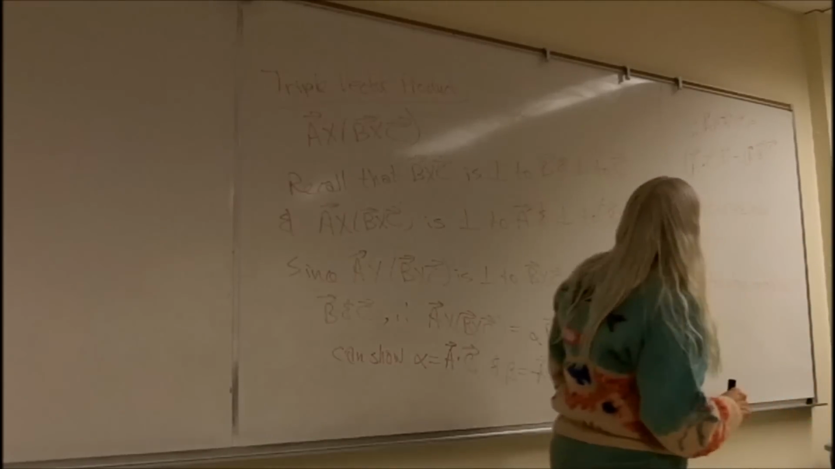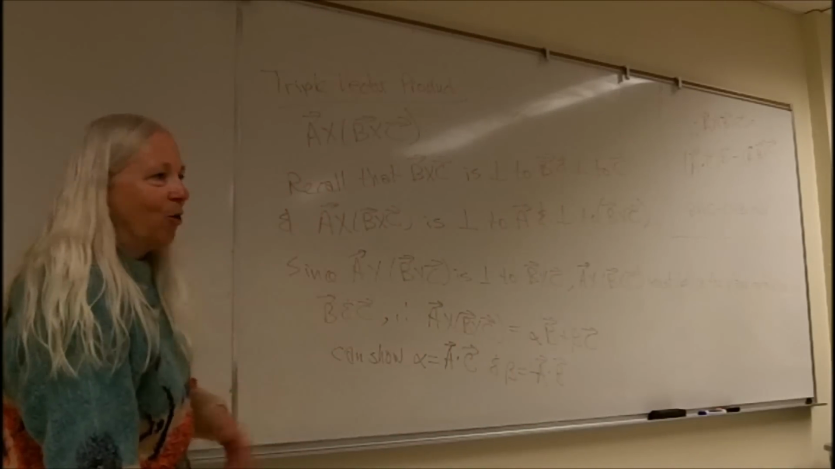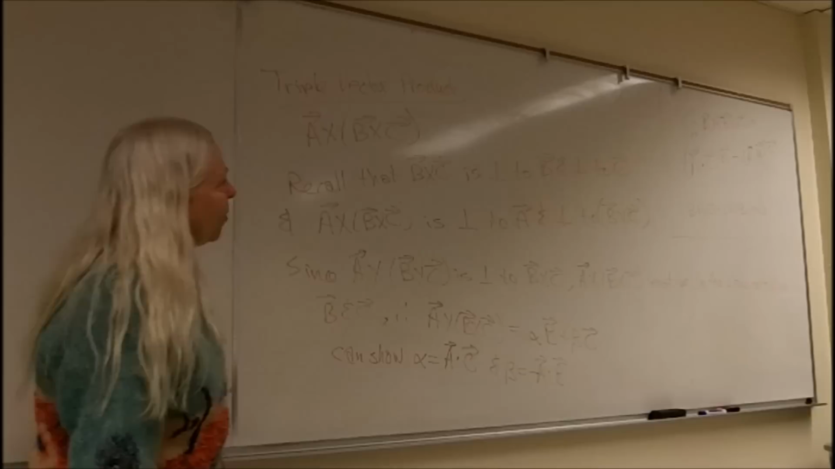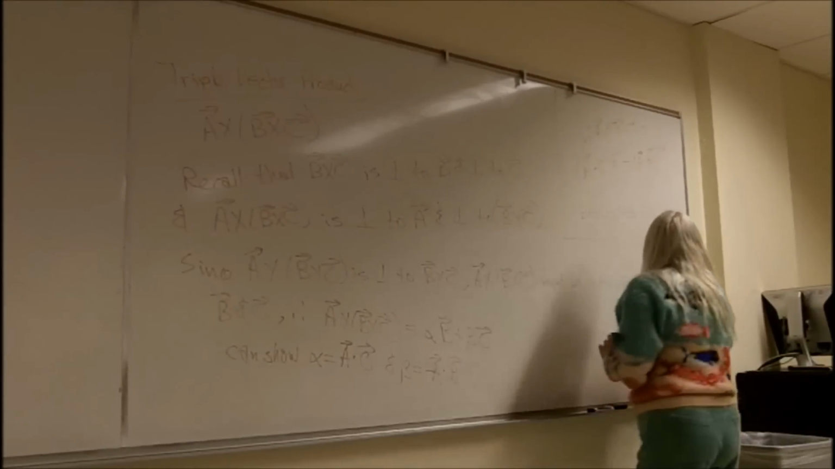The vectors we originally have in the triple cross product are not A, B, and C, right? Or maybe they are A, B, and C, but in some different order. So it would be helpful if there were a mnemonic to remember this, and there is.